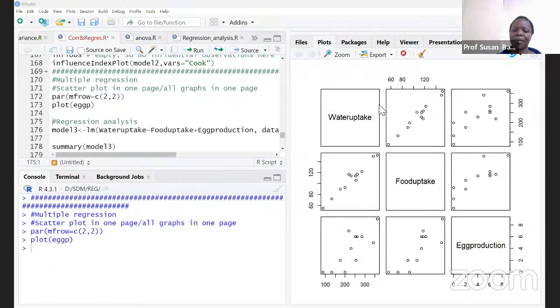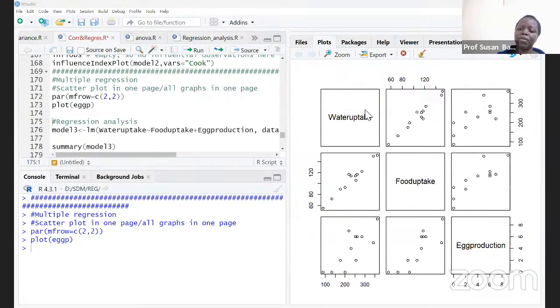which tells you what type of relationship you're dealing with. And you can also know the correlation magnitude. For example, here, water uptake and food uptake have a strong correlation, which is up above 90. But when we go to egg production and water uptake, it is moderate. It should be around 60 or 70. That is the rough idea of the magnitude.